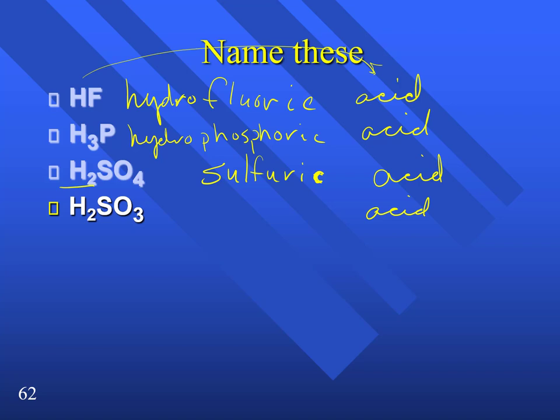Doesn't get hydro because it's got an O. It's sulfite, so I'm going to write sulfurous acid. Okay, sulfurous acid. Make sense?